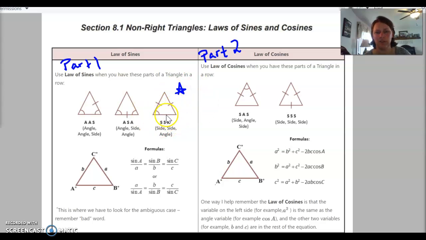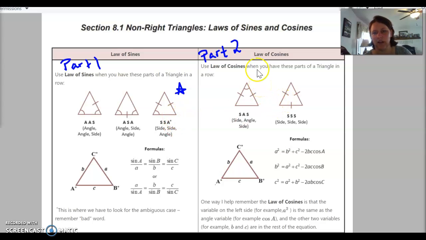You may remember from geometry that there's not enough information given in this to be definite about a triangle. So there's a lot of options and a lot of things that can happen with a triangle given the information side, side, angle.